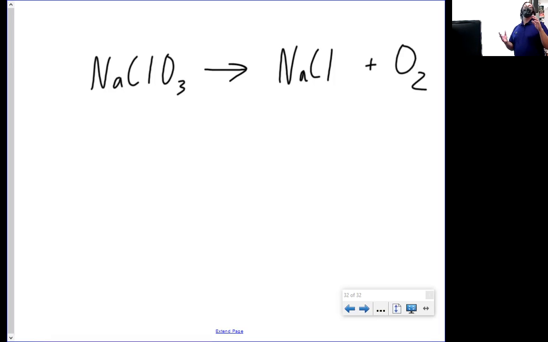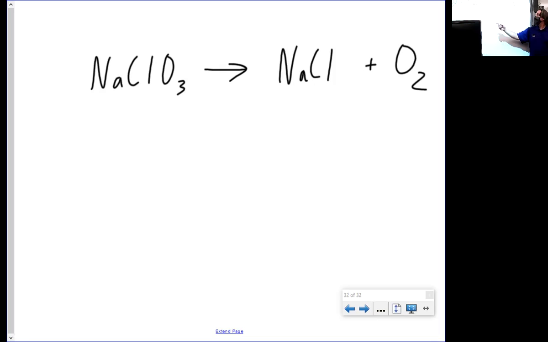The only thing that I put a caveat with is if you have an element that's in more than one spot, save it for last. And I'll show you an example of that in a second. If you have an element that's in more than one spot, save it for last. For this one, nothing's in more than one spot, so we're just going to rock and roll. How many sodiums? 1. What do we need to do to make 1 and 1 balanced? Nothing. It's already balanced. How many chlorines? 1.